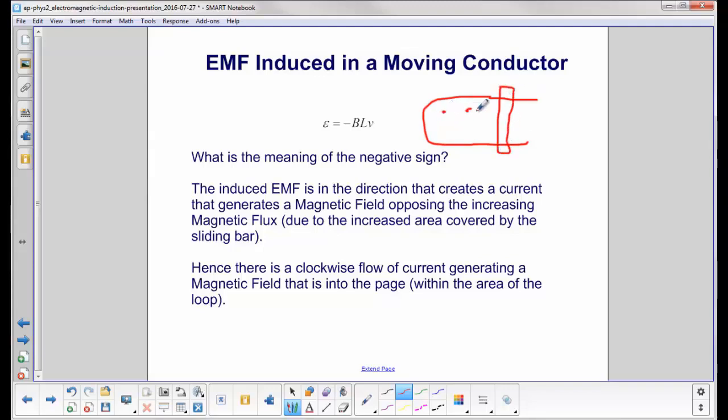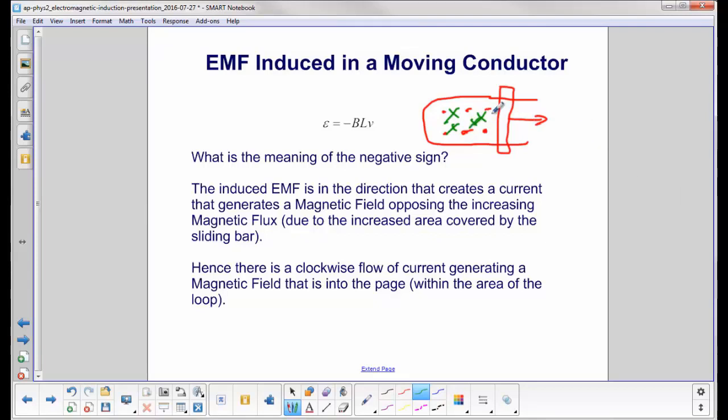And the external magnetic field is coming out of the board. As this bar moves to the right, we have a greater flux due to the magnetic field because of the greater area. So we want to decrease this magnetic flux. So how do we do that? Well, let's use a different color here. We'll want to generate a magnetic field going into the board. So we reduce that flux.